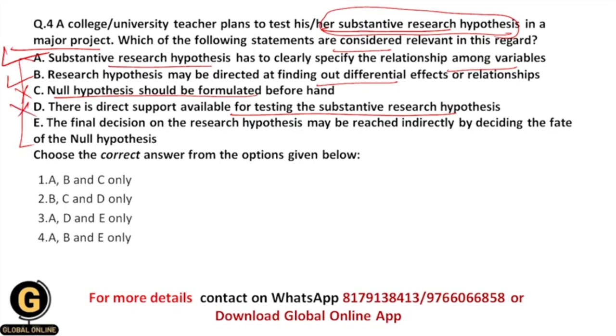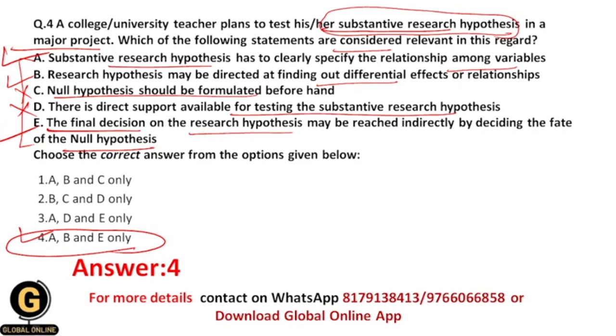The final decision on the research hypothesis may be reached indirectly by deciding the fate of the null hypothesis. Yes, this statement is correct, because whenever you reject the null hypothesis, you automatically accept the research hypothesis, and whenever you accept the null hypothesis, you reject the research hypothesis. So indirectly your decision will be based upon the fate of the null hypothesis itself. That's why your correct answer should be 4, that is A, B and E only, because only these statements are correct.